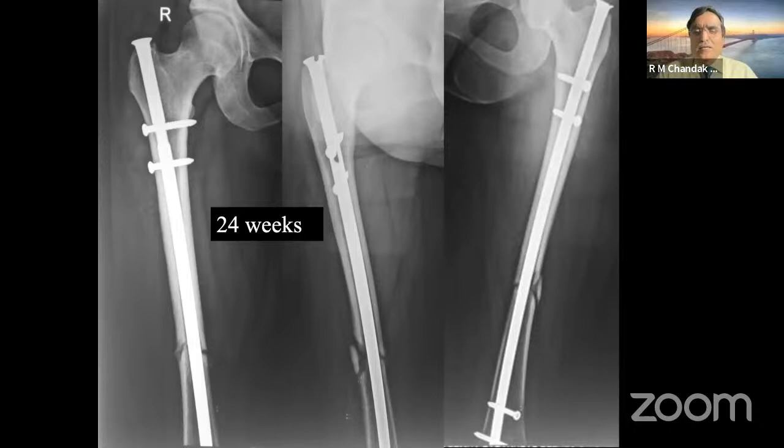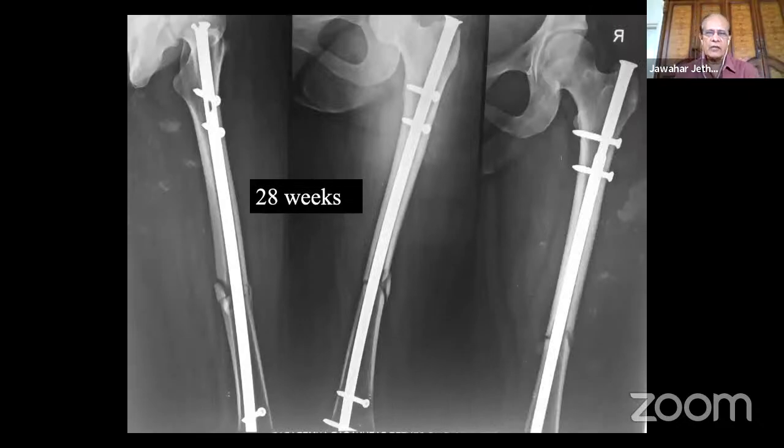Again, at 24 weeks, this will make it unstable. It will make it unstable, right. Absolutely right. Although we are discussing dynamization, my observation is that there are many cases which I have seen where there is no activity at all. Most probably they are smoking.